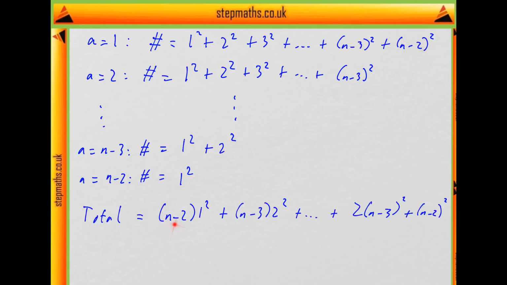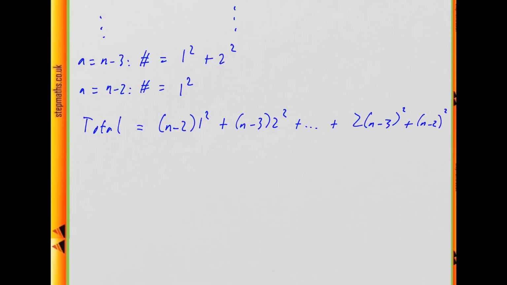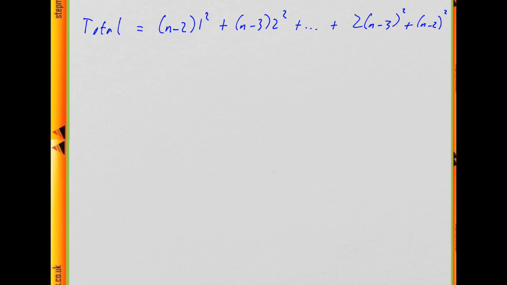So that means the total here is n minus 2 times 1 squared, plus n minus 3 times 2 squared, etc., all the way up to 2 times n minus 3 squared, plus 1 times n minus 2 squared. And what's the general term? The general term is k squared, and then n minus 1 minus k is what we're multiplying it by. And we're doing this for every k between 1 and n minus 2.